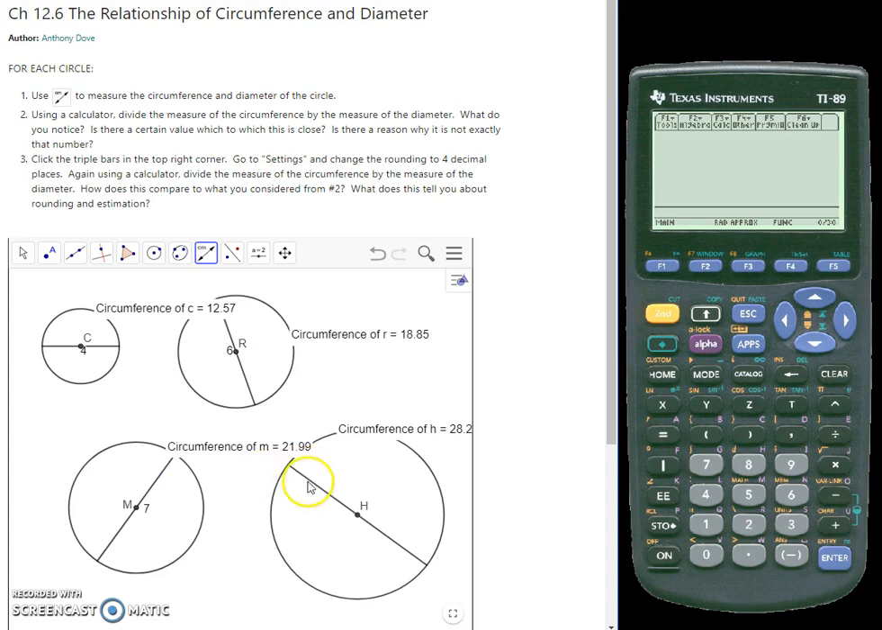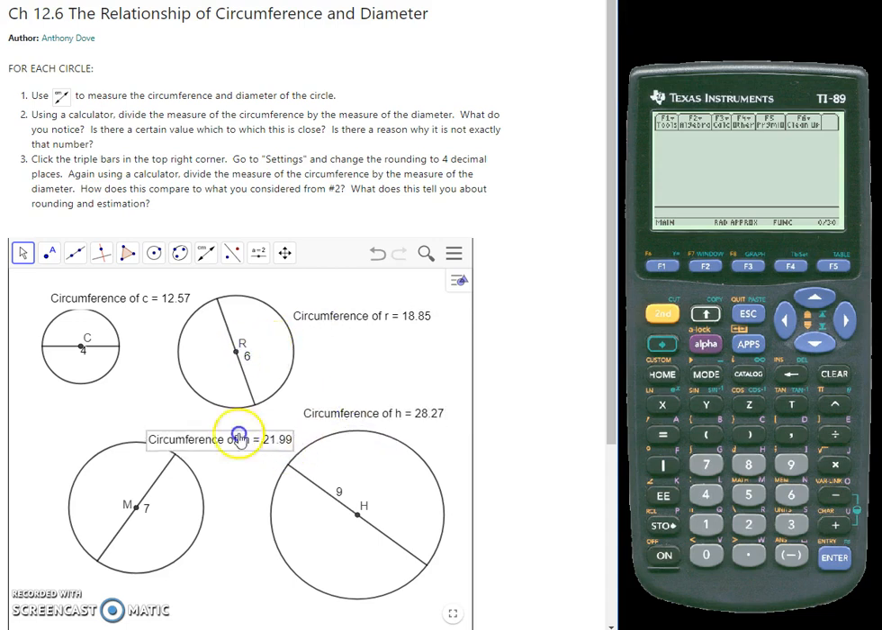What I'm going to do now is use my move tool and move everything so it's not all on top of each other, and I can tell the difference between my circles, my measurements, and where everything is. Now it says to actually take the calculator. So I've got my calculator over here, and divide each of my numbers.